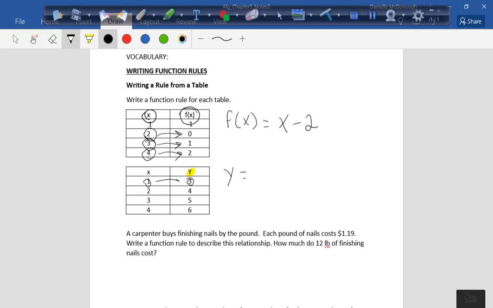What are we doing to 1 to get to 3? So you could think you're adding 2, you're multiplying by 3. And so look at this one. 2 to 4. Well, we're adding 2. We're adding 2. We're adding 2. So y is equal to x plus 2.